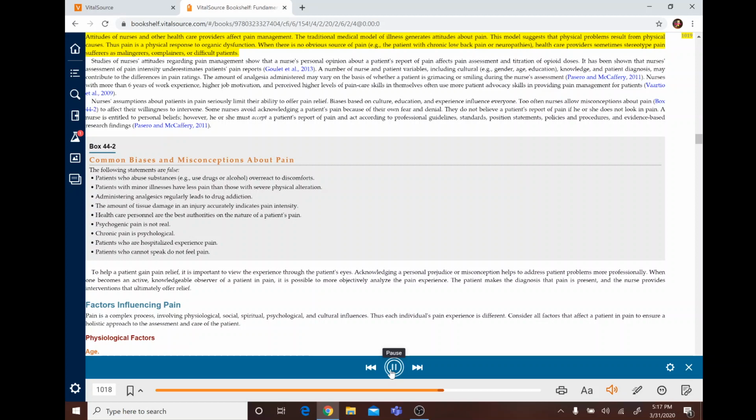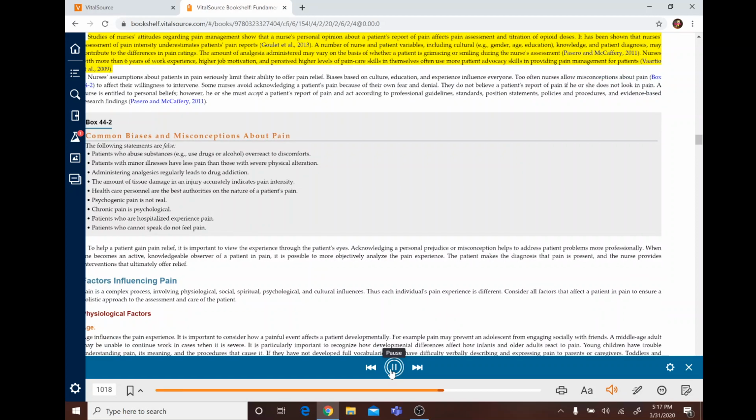The traditional medical model of illness generates attitudes about pain. This model suggests that physical problems result from physical causes. Thus, pain is a physical response to organic dysfunction. When there is no obvious source of pain, for example the patient with chronic low back pain or neuropathies, healthcare providers sometimes stereotype pain sufferers as malingerers, complainers, or difficult patients.